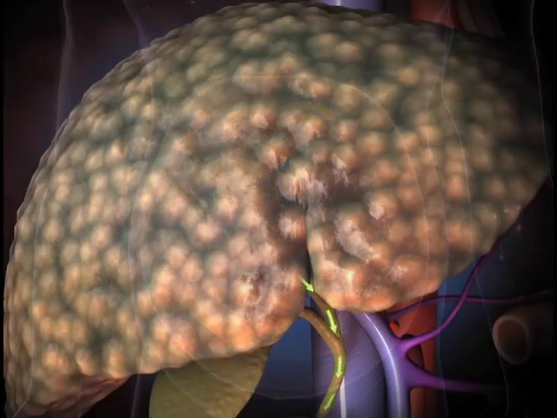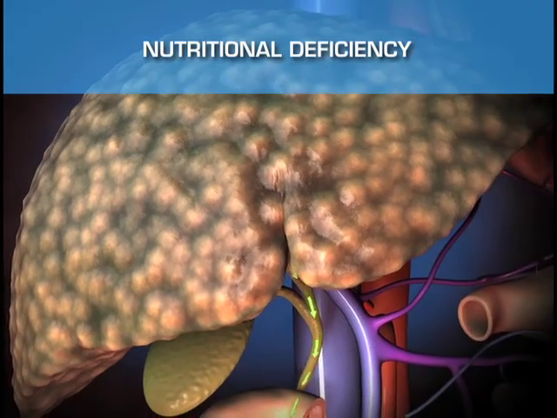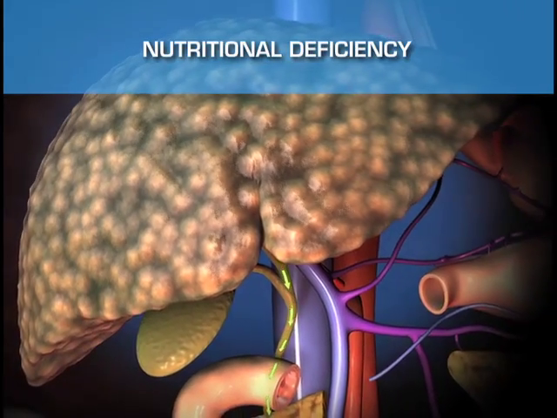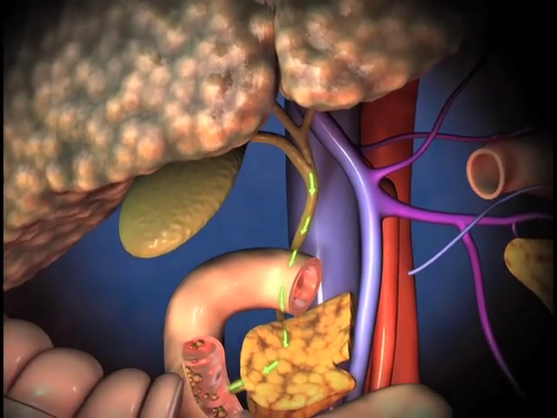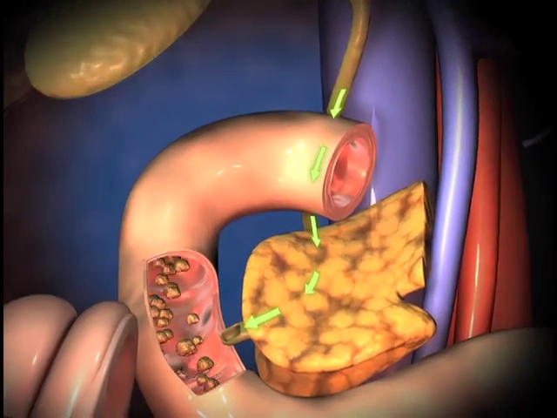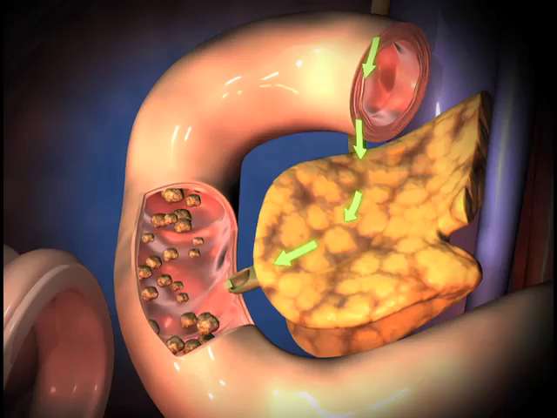Often, there are no symptoms of cirrhosis until the disease is far advanced. One symptom is nutritional deficiency. As the flow of bile into the duodenum decreases, the small intestine is less able to digest nutrients.